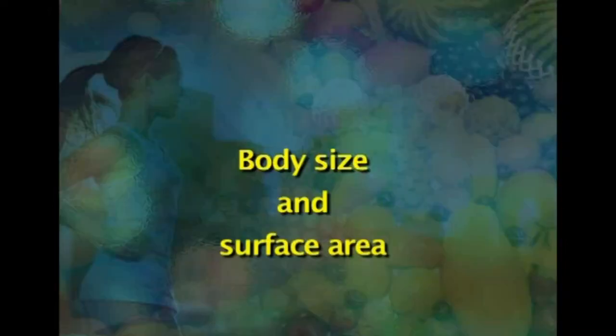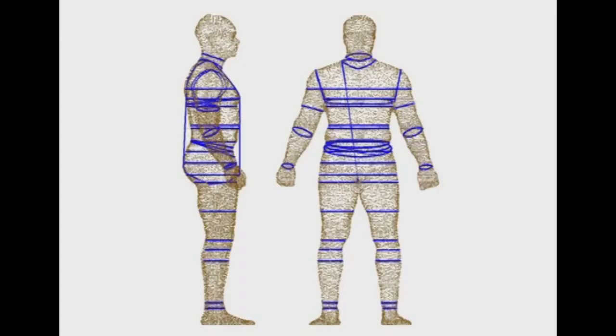Another important factor which influences BMR is the body size and the surface area. A taller, broader individual will have a larger surface area. When the surface area is large, it means that heat lost from the body, from the skin, is more, and this will be less in a shorter person because the surface area is small.